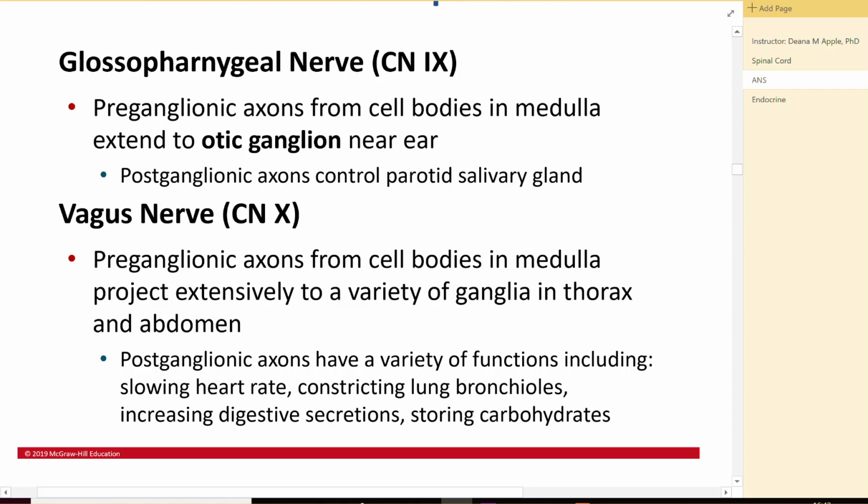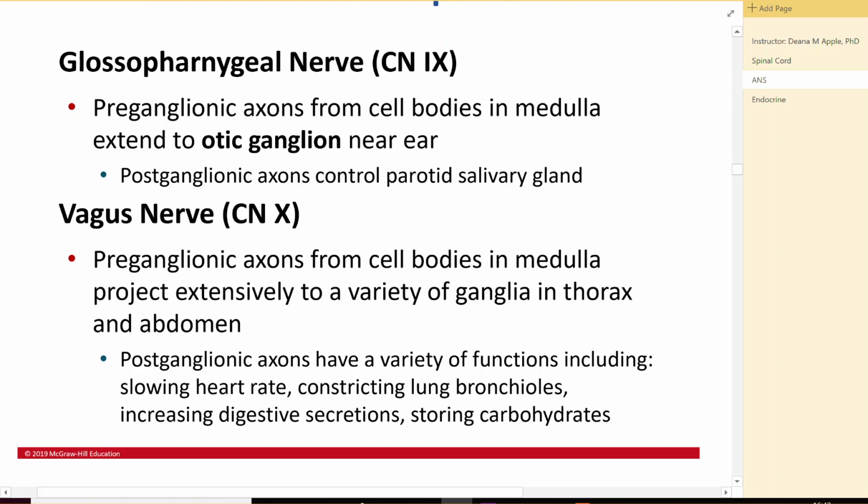Yeah, it actually can constrict a lot of things, and increasing your digestive secretions. So again, rest and digest. So these are the 4 cranial nerves you need to be aware of for parasympathetic innervation. All right.